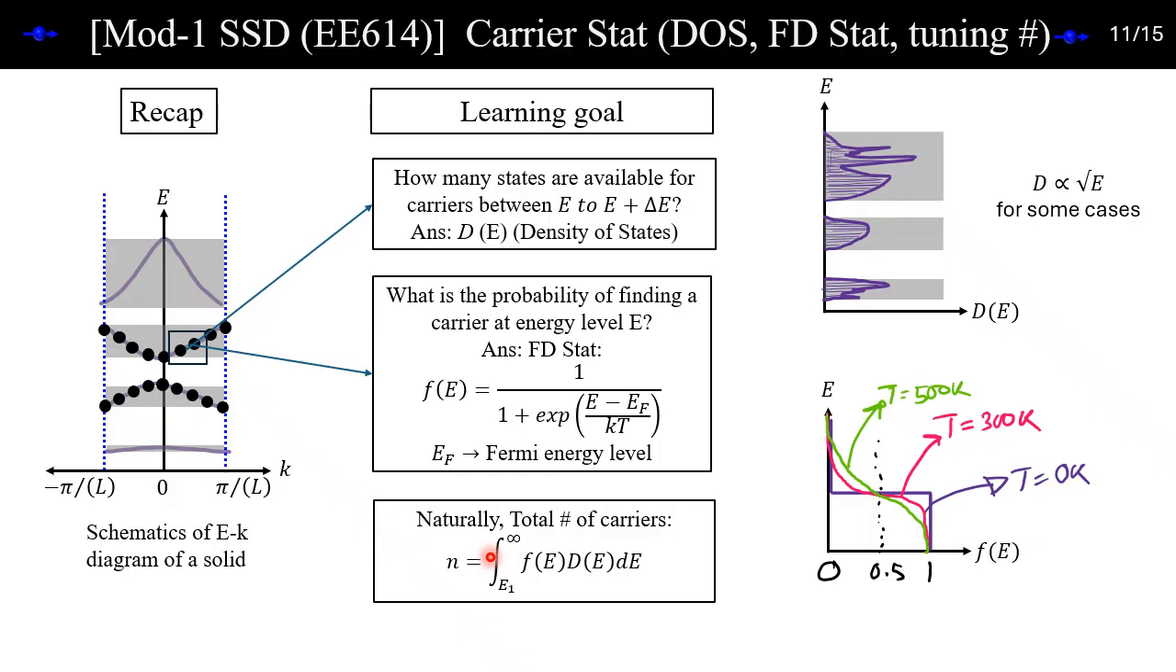Okay, fine. That means next, carrier number you need to know. You need to know how many carriers are there moving with the velocity, right? The velocity part you already understand from the E-K diagram. But the number, how many, we need to know.